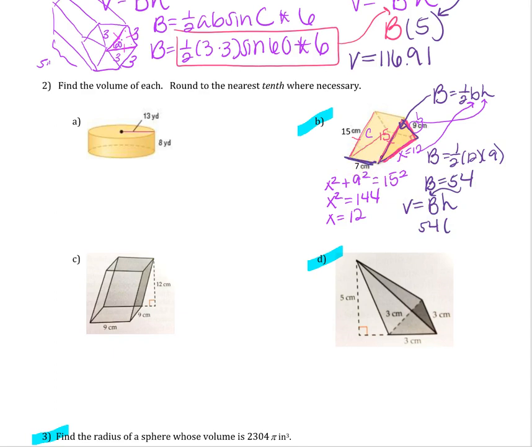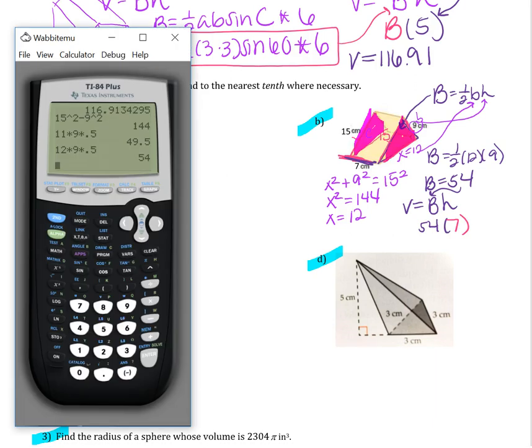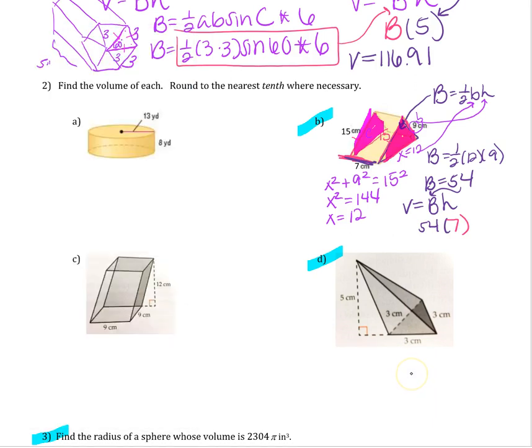So again, height of the prism is really the distance between the parallel bases, is another way of thinking about it. The distance between the bases is 7 centimeters, and that's why I'm plugging 7 in. So I got 54 times 7, and I'm getting 378. Technically centimeters cubed.